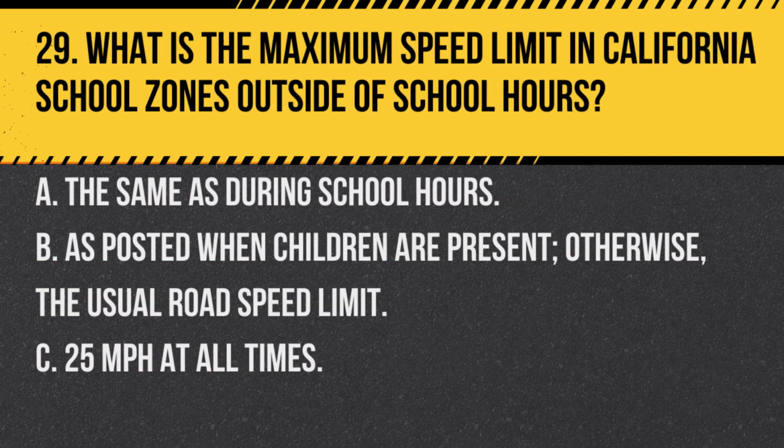Question 29. What is the maximum speed limit in California school zones outside of school hours? A. The same as during school hours. B. As posted when children are present, otherwise the usual road speed limit. C. 25 miles per hour at all times. Answer. B. As posted when children are present, otherwise the usual road speed limit. Speed limits in school zones are enforceable during specific hours or when children are present.